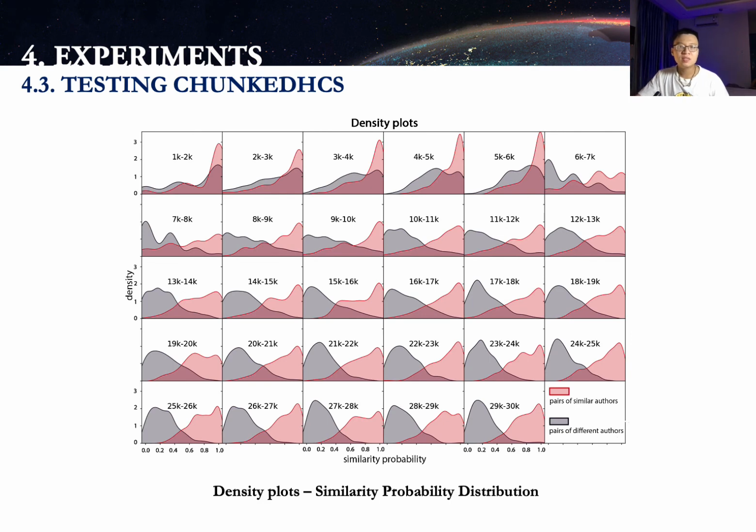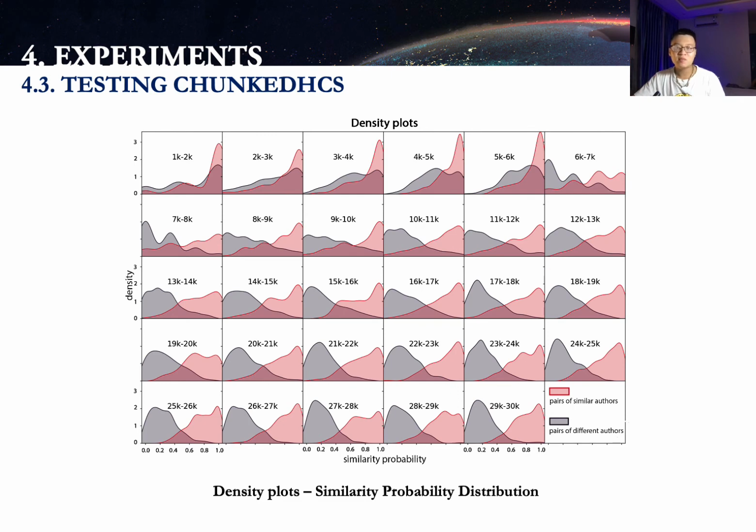Now, this is the density plot, or similarity probability distribution, for all of the intervals. With the chosen chunk size and vocabulary size, the similarity probability is calculated for all of the text pairs.